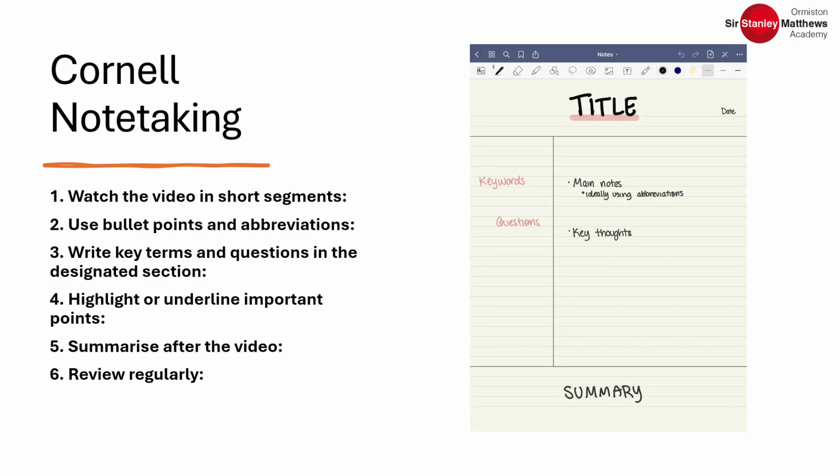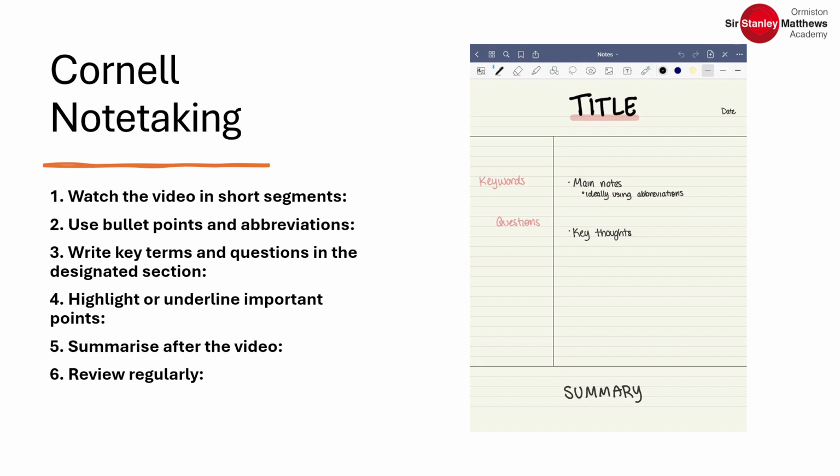Now, this links in to Cornell note taking, because when you're watching videos, I think it's a really good way to make sure that you're not just watching it, you're actually absorbing what the video is trying to convey. So I've broken it down into 6 easy steps of how we can use Cornell note taking. The first step: watch the video in short segments, pausing the video every minute or so to give yourself time to write down notes and focus on key ideas.